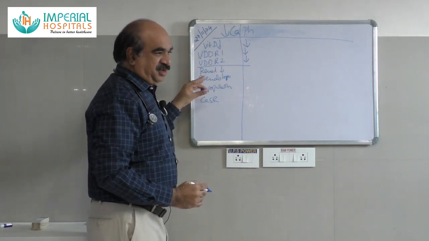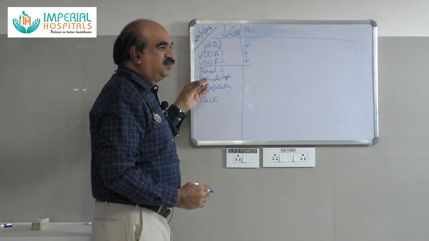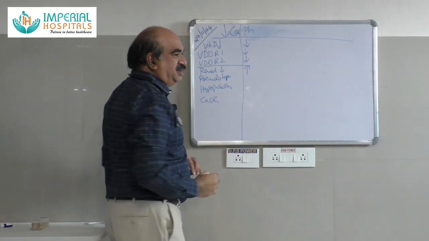In renal insufficiency, in chronic kidney disease, there is phosphate retention, the decreased excretion of phosphate. So there will be phosphate retention. So phosphate levels are high.